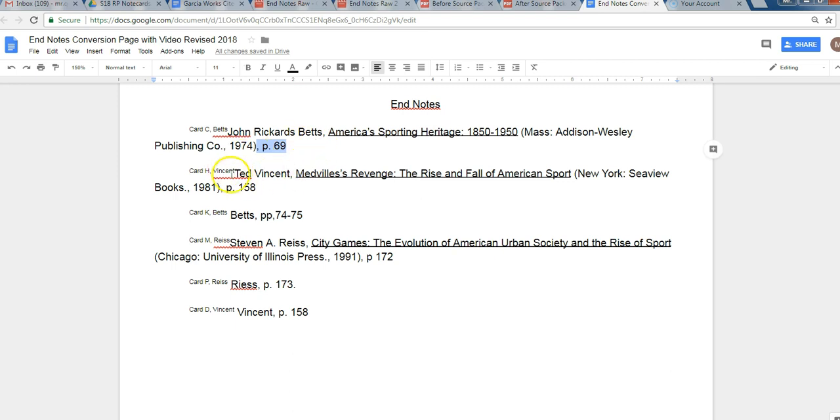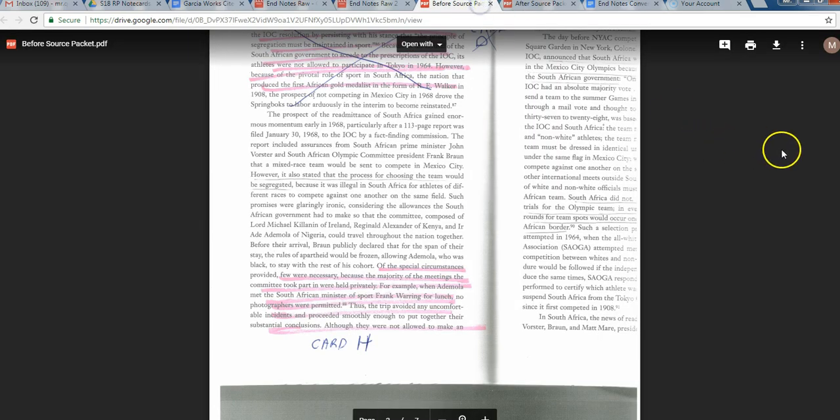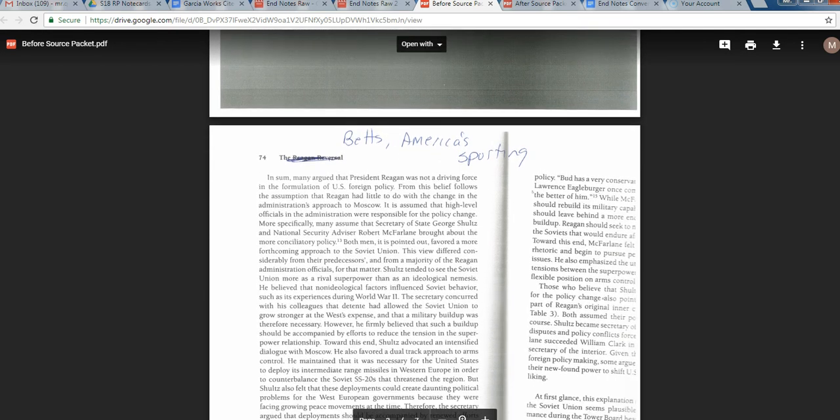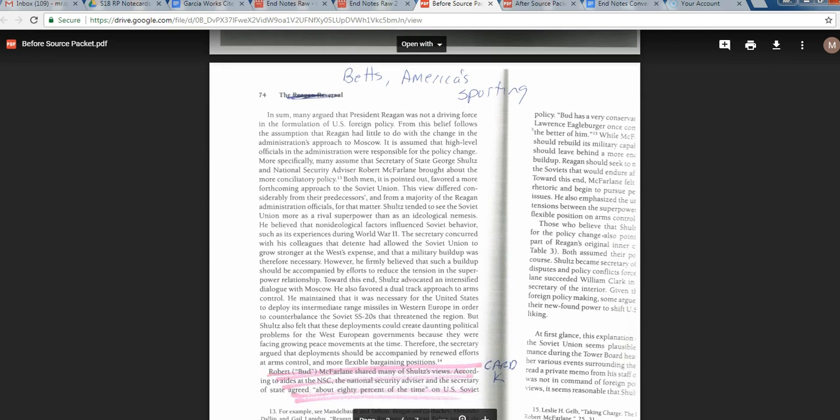Yep, card H is the second one. What was that other one? Card D. You can see that doesn't get used until the last thing. Go right down through this. I don't need to go over every single one, I don't think, right? But notice at the top here, the name of the author and just something that identifies which book it came from. You don't have to write the whole thing out, but the name of the author.